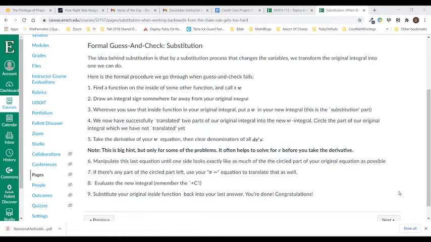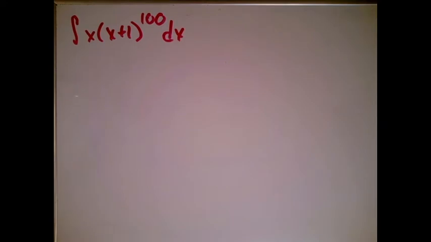You can see that there's this big long procedure here. I am going to follow the procedure. I suggest that you actually have this in hand while we're going through the problem. So let's go look at the problem. Problem looks like the antiderivative of x times (x plus 1) to the 100th dx.